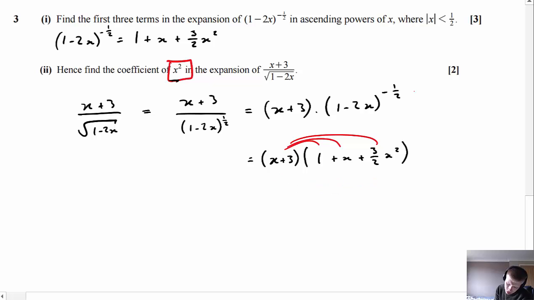Okay, well, let's look at this x first of all. x multiplied by what will give me an x squared? Well, you're happy that x multiplied by something x is going to give me a something x squared.